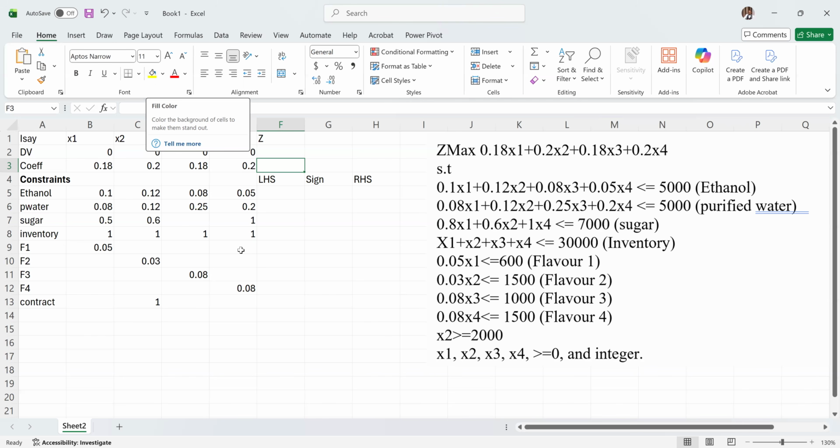Okay. So now we are done with this. We are going to fill a formula for this and also fill the same formula for this side. But we'll have to apply the signs and then the right-hand side. Let's start with the right-hand side.